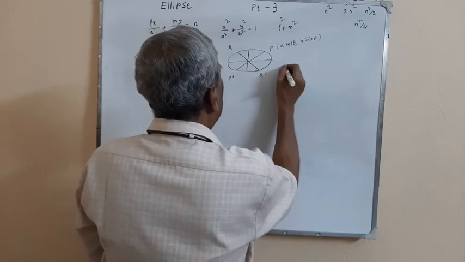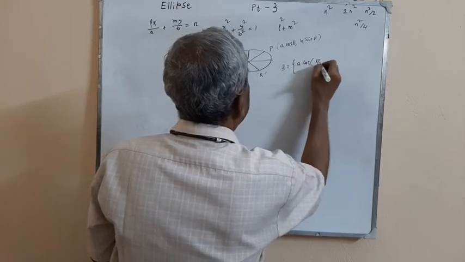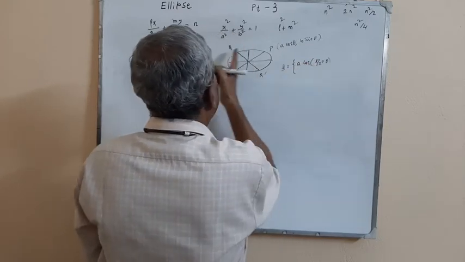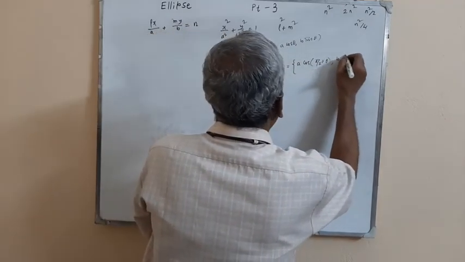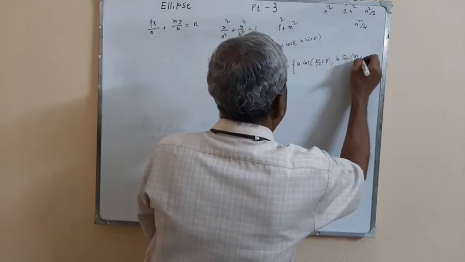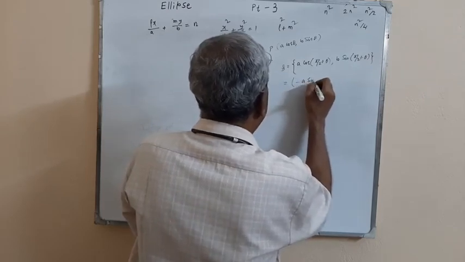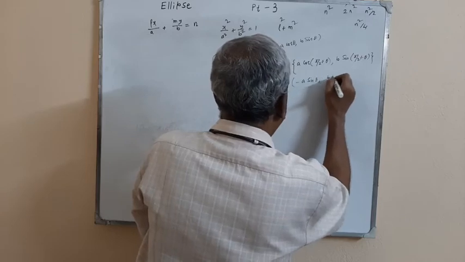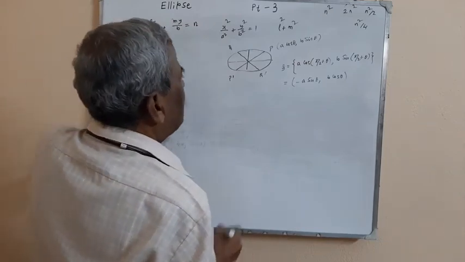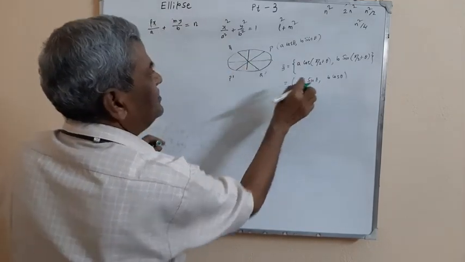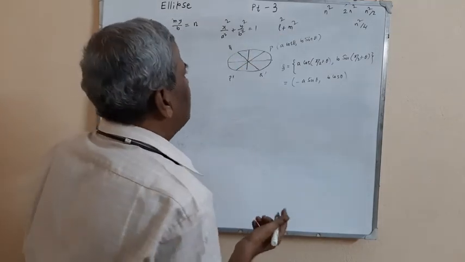So that of Q will be (A cos of (pi by 2 plus theta), B sin of (pi by 2 plus theta)), since for conjugate diameters theta is increased by pi by 2. That is equal to (minus A sin theta, B cos theta). Now, given that this line passes through P and Q, we have to find the value of this in terms of N and other constants.